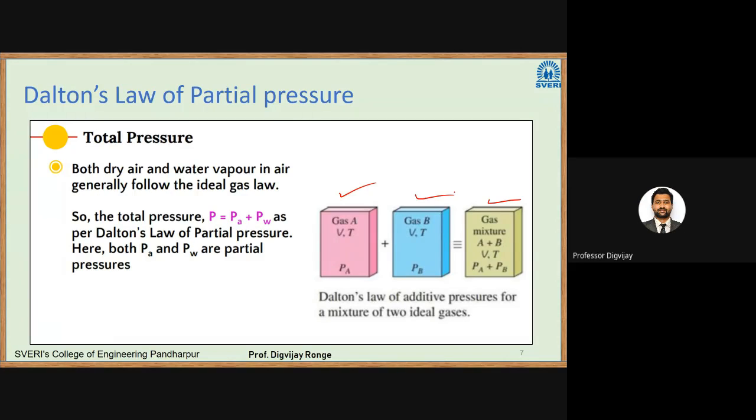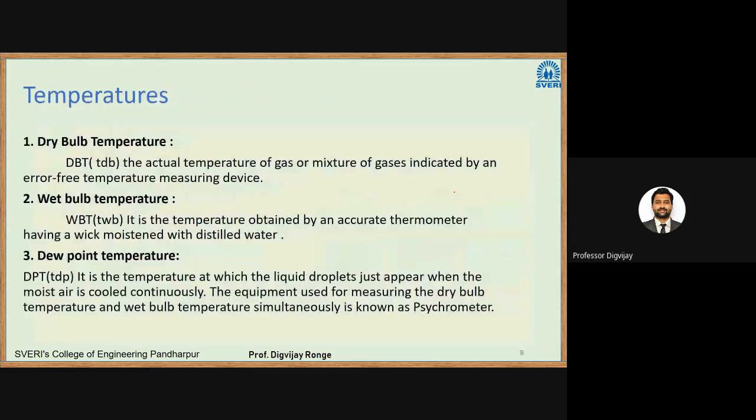Okay, so this is about Dalton's law of partial pressure. Then next we have seen the temperature. In temperatures, we have three temperature values. First is the DBT, the dry bulb temperature. It is the temperature that we measure with a normal thermometer.